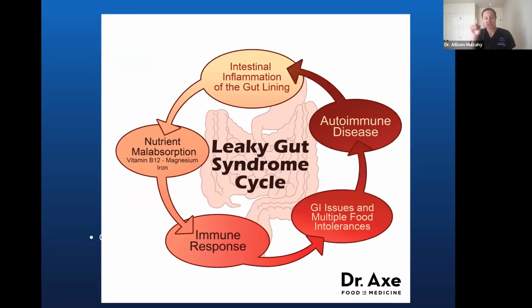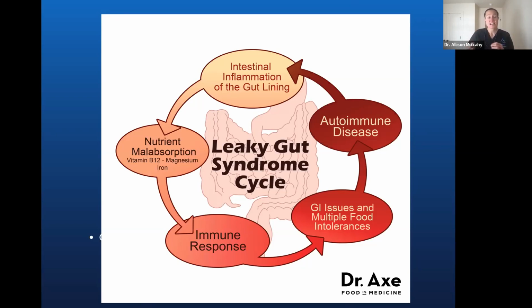It's kind of this process where you get inflammation of the gut lining, which then causes you to not absorb nutrients well, which then causes an immune response, which then causes all these GI issues, which then causes autoimmunity. And so that's why I think of autoimmunity. There's lots of different autoimmune diseases, of course, but I think of it all kind of as being the same, that our immune system is out of balance and we're attacking ourselves.